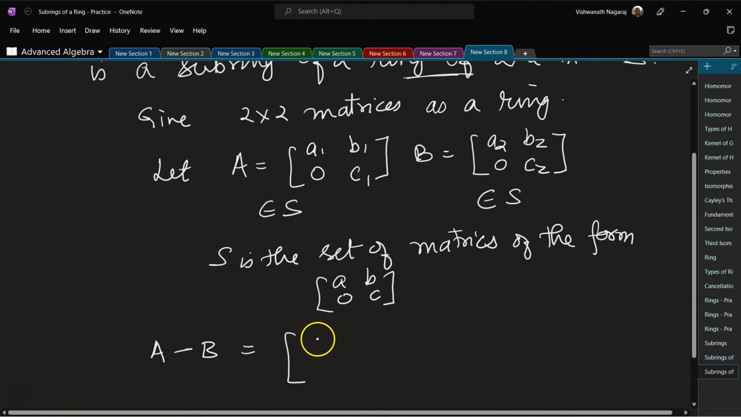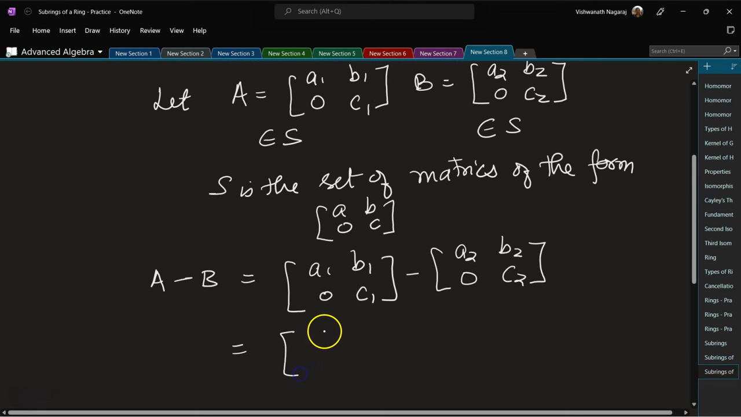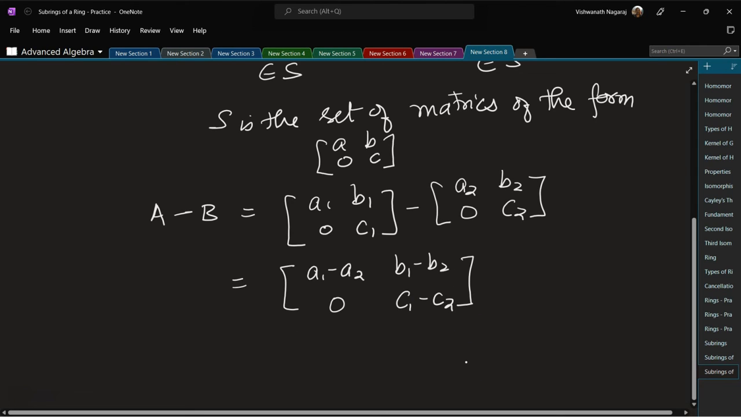So let's see. [A1, B1; C1, 0] minus [A2, B2; C2, 0]. Now this would be [A1 minus A2, B1 minus B2; C1 minus C2, 0 minus 0, which is 0]. Okay. So it is of the form that is required. So which means this belongs to S.